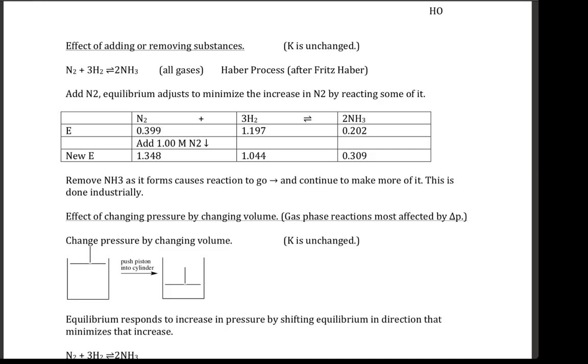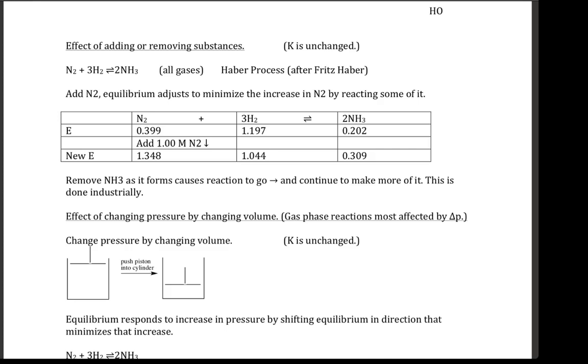And at equilibrium, after we've imposed that change, we find that the concentration of the N2 is 1.348, not 1.399. It's a little bit lower. The concentration of the H2 is 1.044. The concentration of the NH3 is 0.309. Notice that if you determine what K would be in our first equilibrium values and in our second set of equilibrium values, you would find that it's about the same value. K does not change the numerical value.